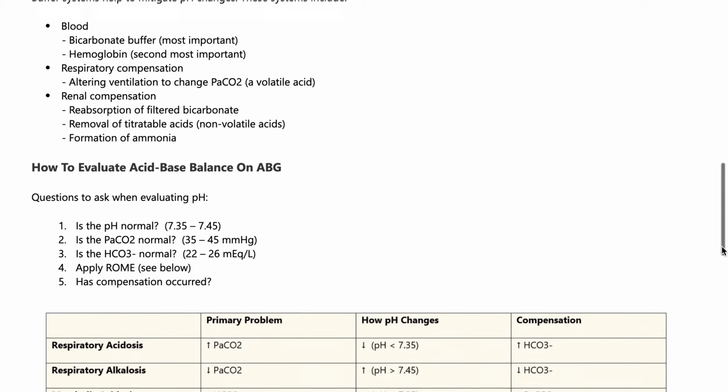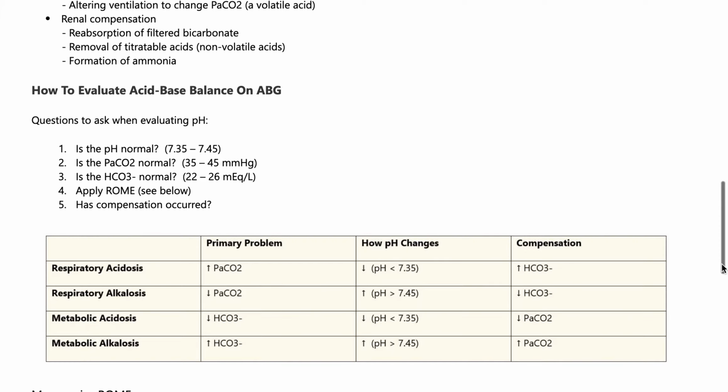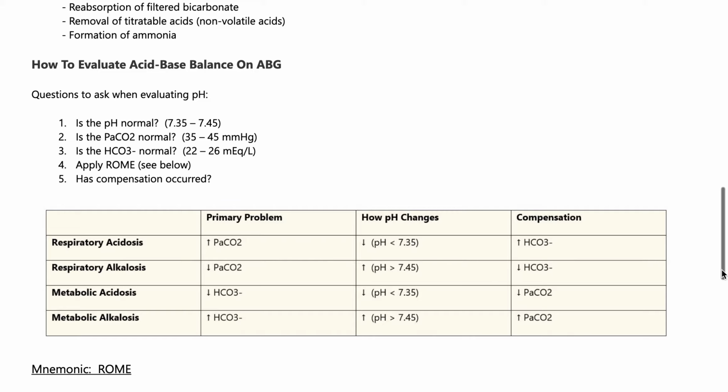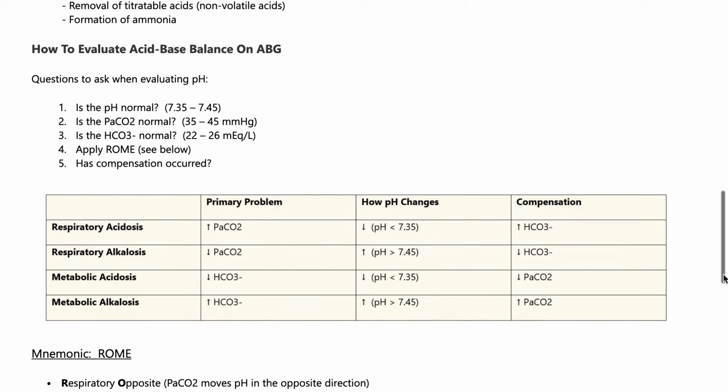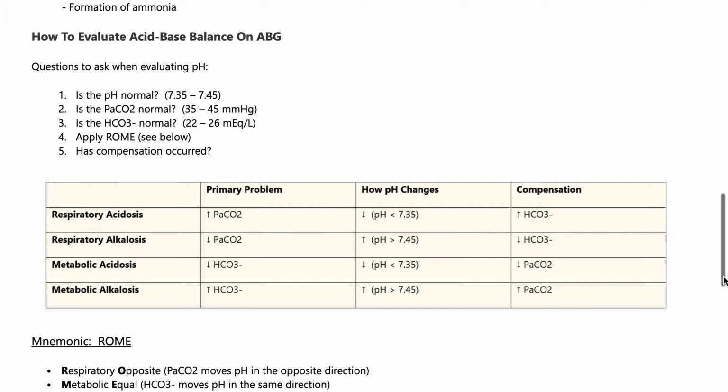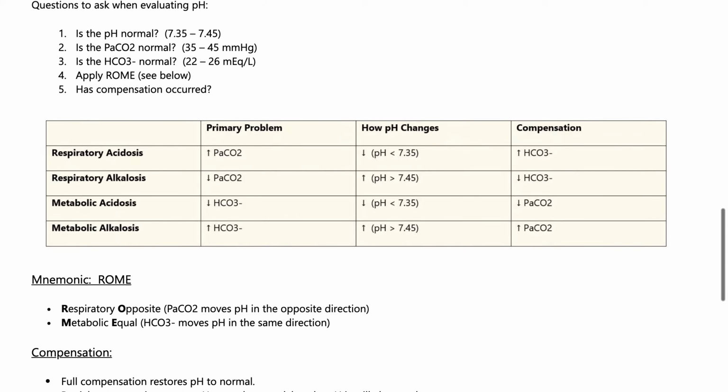So how to evaluate acid-base balance on an ABG? You need to ask 5 questions. Is the pH normal? 7.35 to 7.45. Is the PaCO2 normal? 35 to 45. Is the bicarb normal? 22 to 26. And then you apply ROME, respiratory opposite, metabolic equal. And then the 5th question that you need to ask: has compensation occurred?